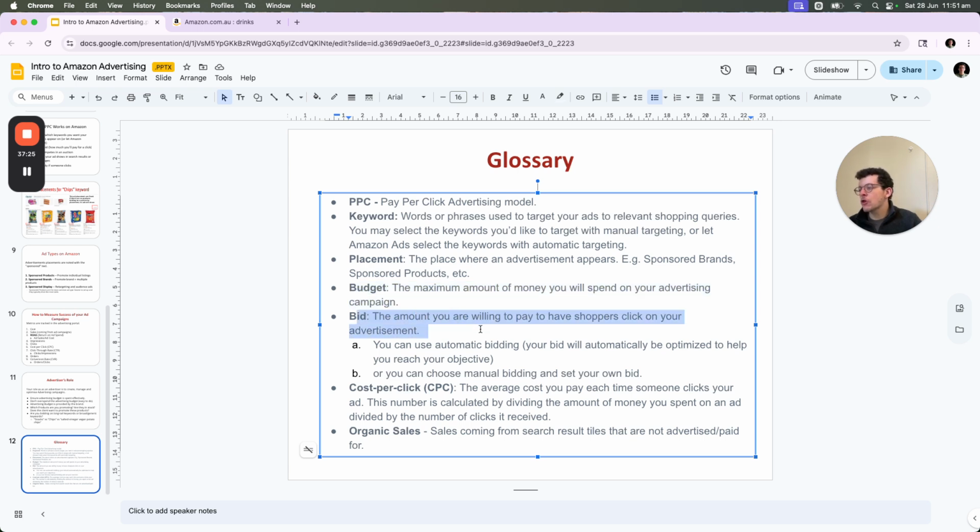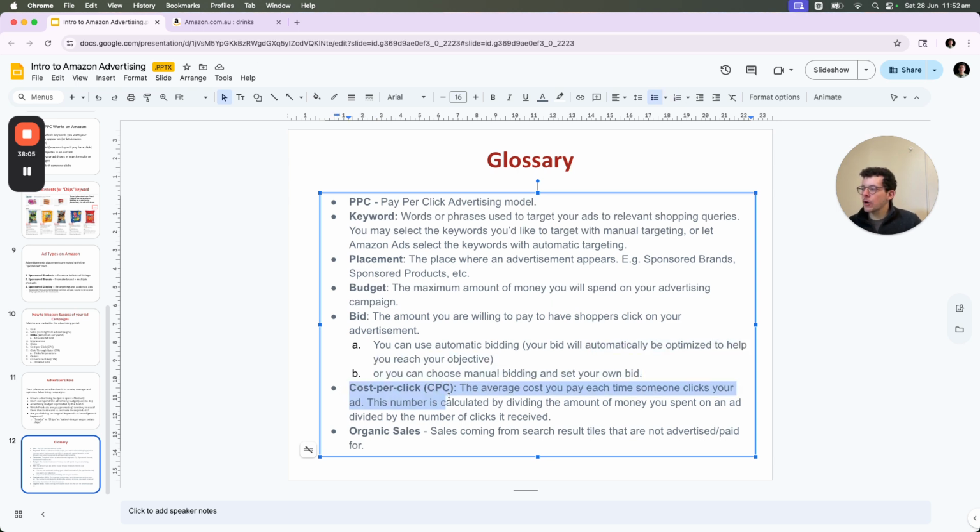Bid, so this is how much you're willing to pay for shoppers to click on your advertisement. How much do you want to bid on that keyword? The more you bid, the more likely your products will appear at the top of search results, and the more customers your products will be shown to. It's more likely that the customer will buy the product as well. You can use automatic bidding, where your bid will be automatically optimized by Amazon's platform, or you can manually choose the bid that you want. Again, we'll go through this in a bit more detail.